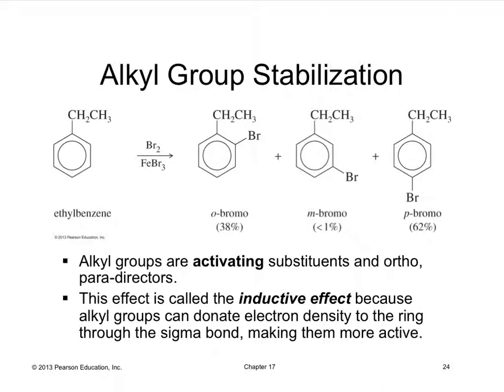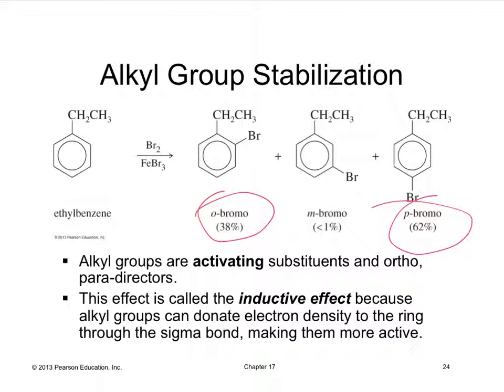In terms of alkyl group stabilization, if we take this ethylbenzene and react it with bromine in the presence of the catalyst here, you can have the three possibilities: ortho, meta, and para. And again, ortho and para are favored, right? 30 and 62 over meta.